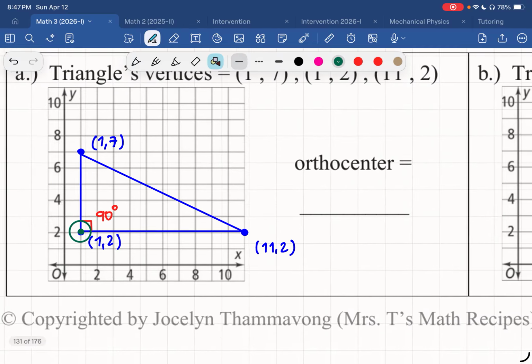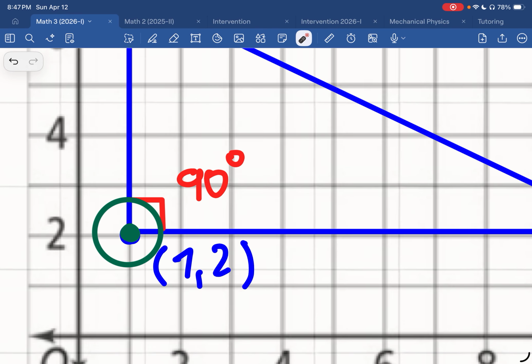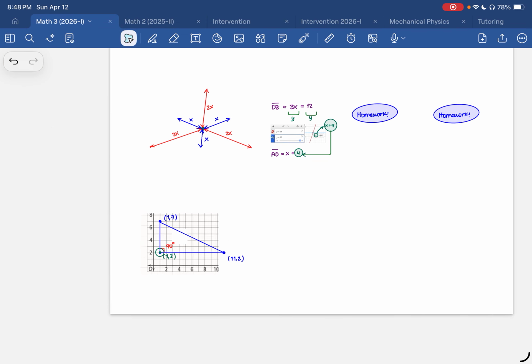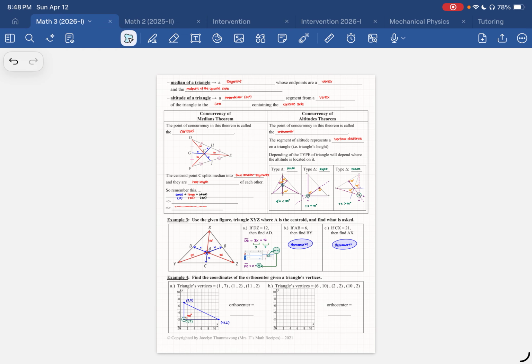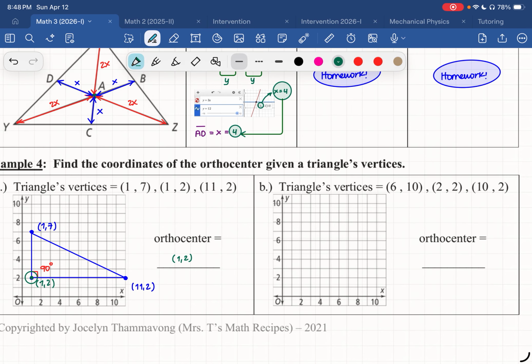And they're telling you, give me the coordinates of that orthocenter. So what are the coordinates of this orthocenter? Actually, I have them here. It's 1, 2. So I'm just going to put this in green, and I'm going to say the coordinates of this orthocenter are 1, 2. Super easy. I didn't apply any formula. I didn't have to calculate anything. And let's solve the other one.